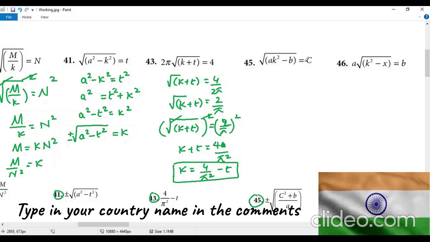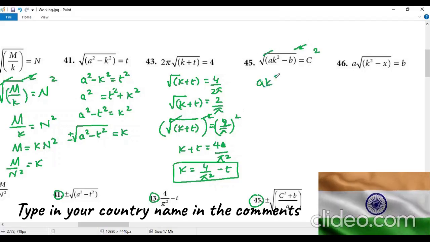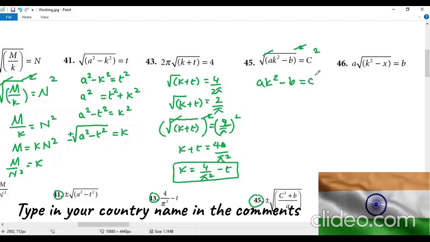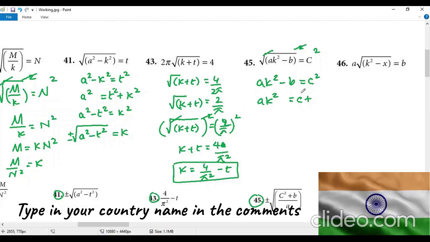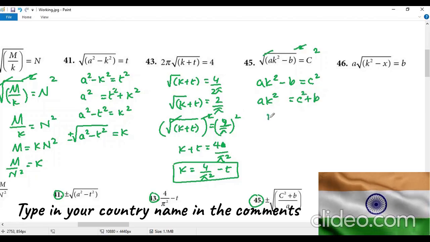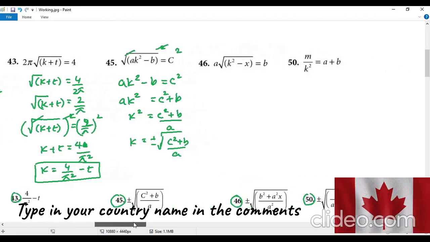Now squaring both sides will give me something: a k square minus b equals c square. A k square equals c square plus b, and k square equals c square plus b over a, and that means k is going to be equal to plus minus under root c square plus b over a. This is going to be your final answer.